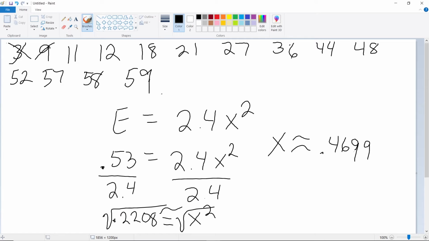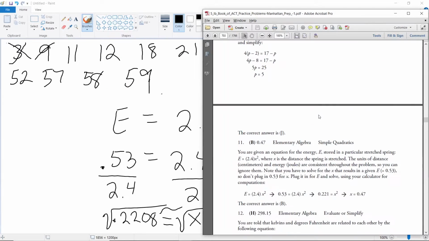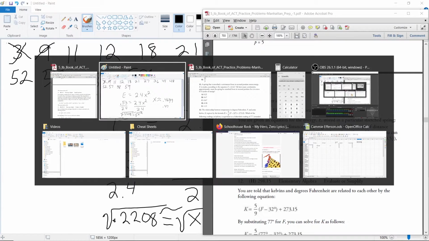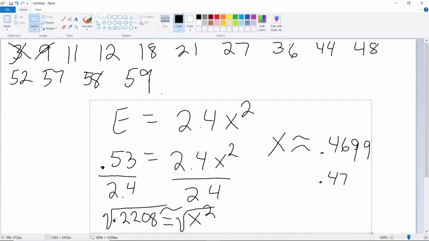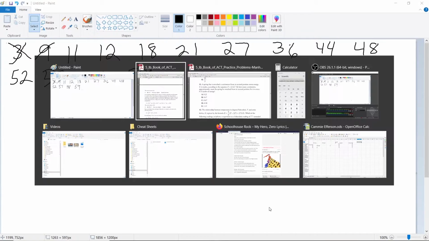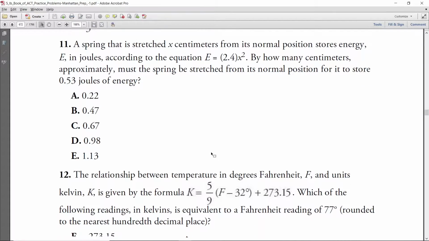And we'll look at what answer. Well, look at that. B is 0.47, so they rounded it. But remember, the inverse operation of squaring is taking the square root. And we'll just double check the answer for 11. They say 0.47, which is what we found. And remember, that's approximately. I'm going to look back at the question to see if it even says approximately. By how many centimeters? Approximately. See, because it's not an exact answer.